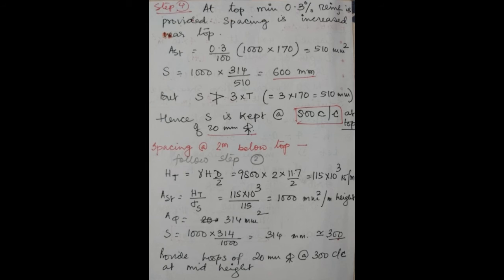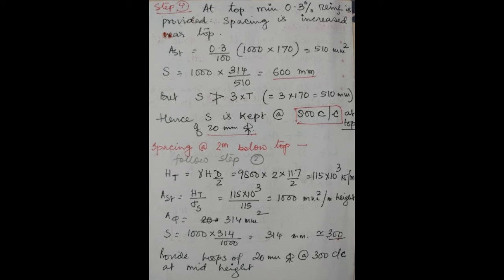Now h will be 2 meter. In step number 2, while we were designing for the base, h we had taken as 4 meter. Now we are designing at a 2 meter height from the top. So it will be how much? H will be 2. And D will be 11.7 by 2. So now this comes out to be 115 into 10 cube Newton per meter.